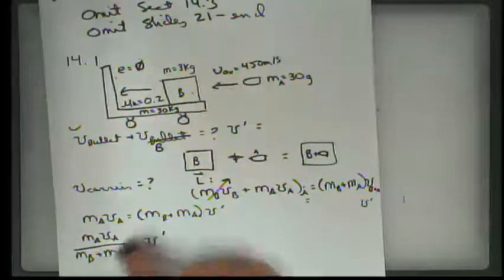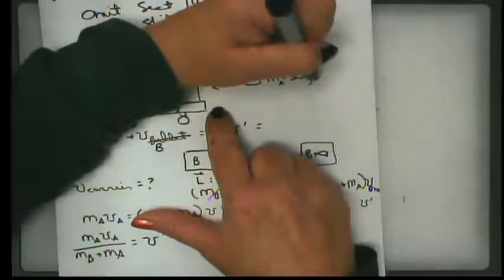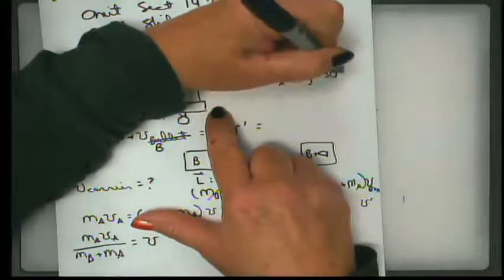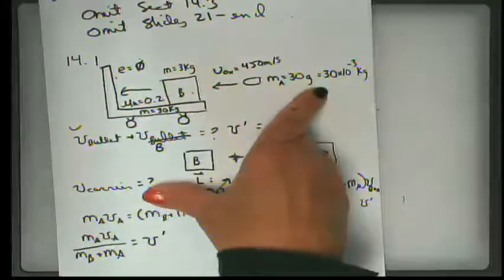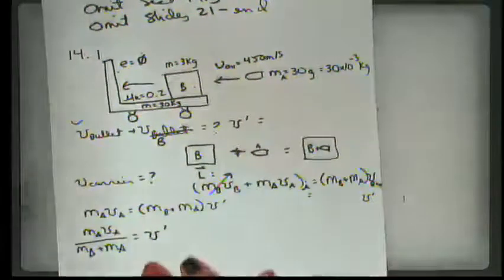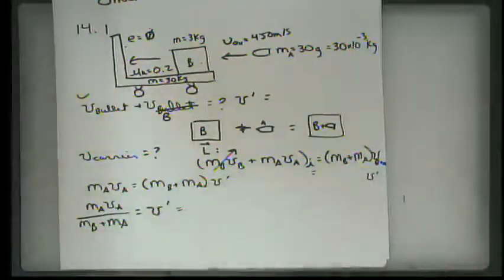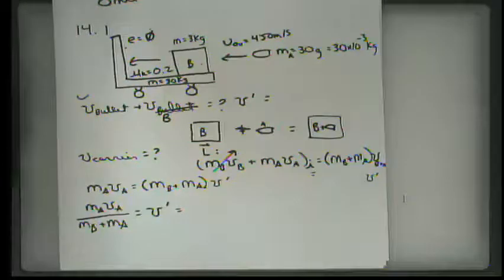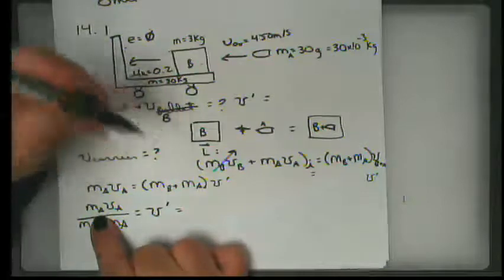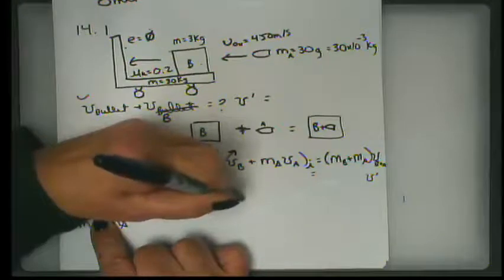And the only thing I really need to do here, the mass of this is 30 grams, which I should probably consider writing as kilograms, just so that I don't have a difference in my units. And everything else is in kilograms. It would be equally accurate to put everything in grams, but since the carrier and the block are both in kilograms, let's just simplify it as much as possible. All right, so my mass of A is 30 times 10 to the minus third kilograms.